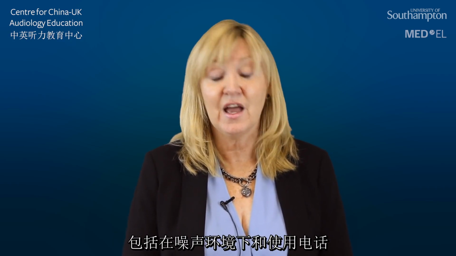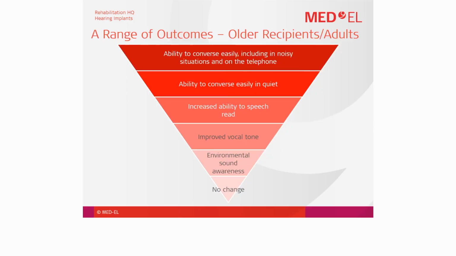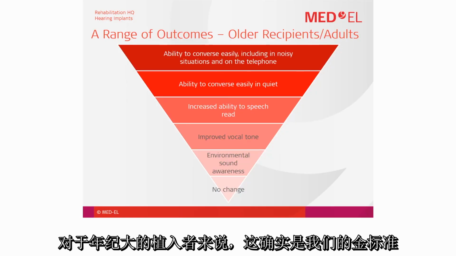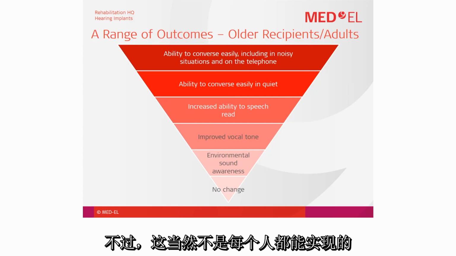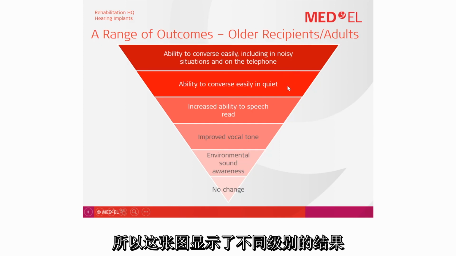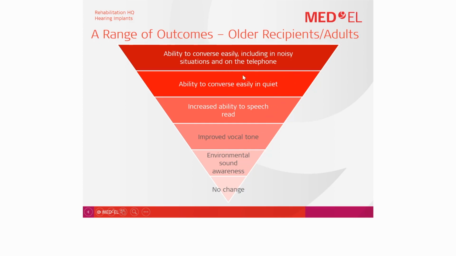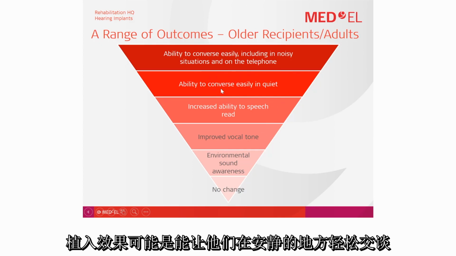So what does that graphic look like if we talk about older recipients and adults? Well, at the top of the graphic, the kind of gold standard, if you like, the ability to converse easily, including in noisy situations and on the telephone. That's really our gold standard when it comes to our older recipients. But of course that's not possible for everybody either, so this graphic shows the different level of outcomes. For some recipients, it might be the ability to converse easily where it's quiet.